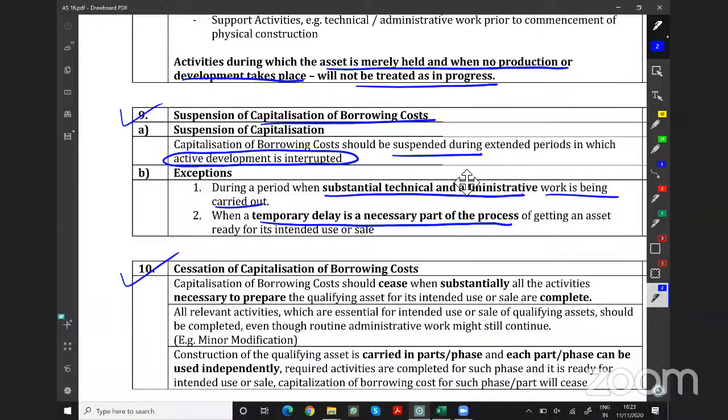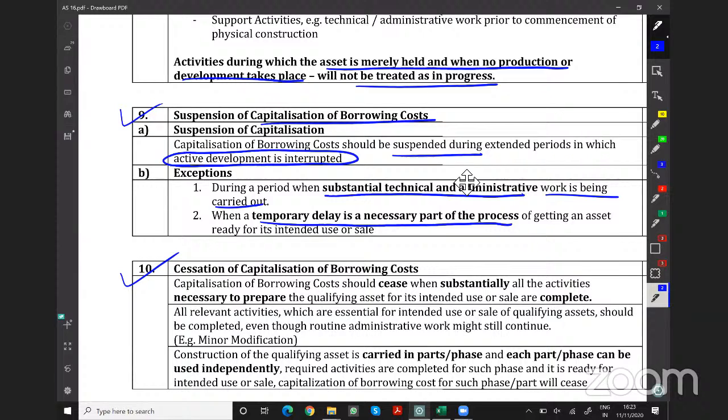Sir, after 3 months, July, August, September, they said we will need an engineer to develop a particular plan for further processing. An engineer for 1 month for the planning and approval and so on. So in that case, capitalization should not be suspended.